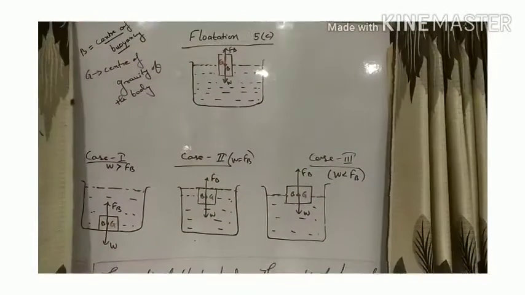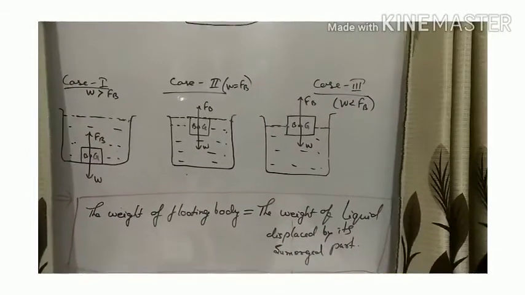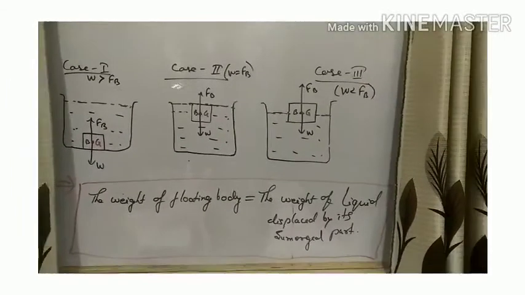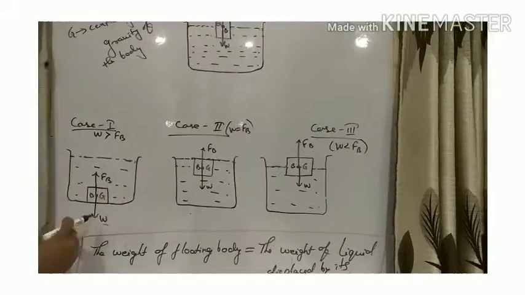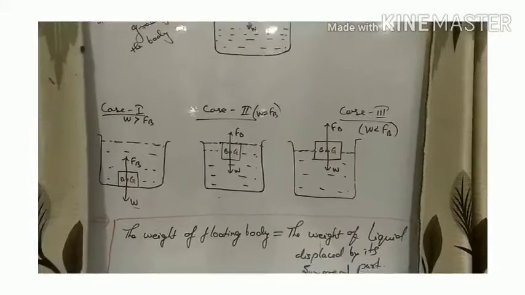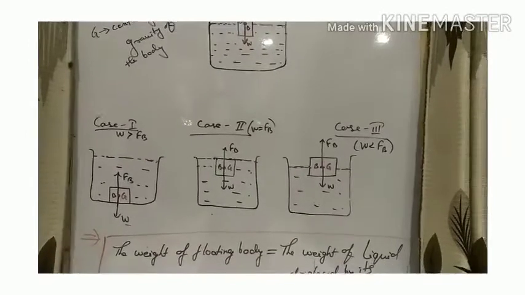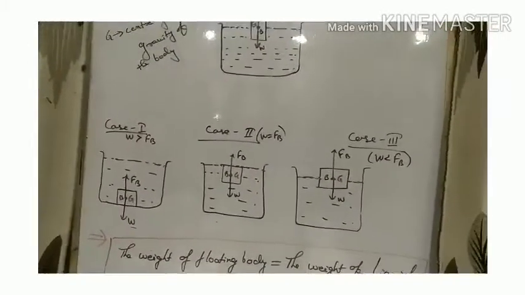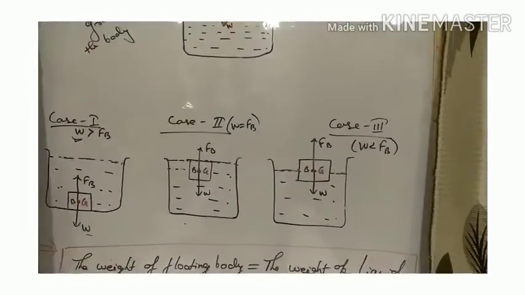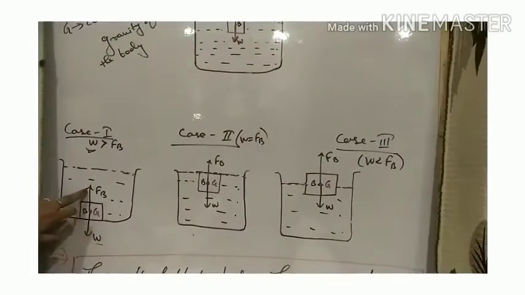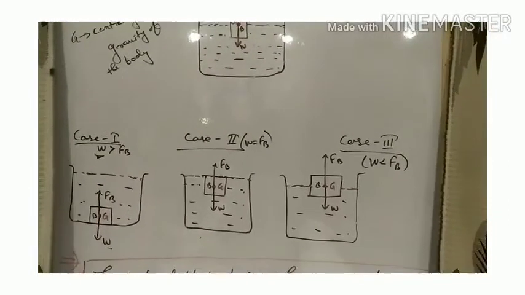The simple principle is that the weight of the floating body is equal to the weight of the liquid displaced by its submerged part. So here three cases arise. The very first case: suppose we have here the weight of the body. As you can see in this diagram, the body is inside the beaker, which means it sinks. This condition happens when the weight of the body is more than the upthrust. So wherever the weight W of the body is more than the upthrust Fb, the body will sink in the liquid.